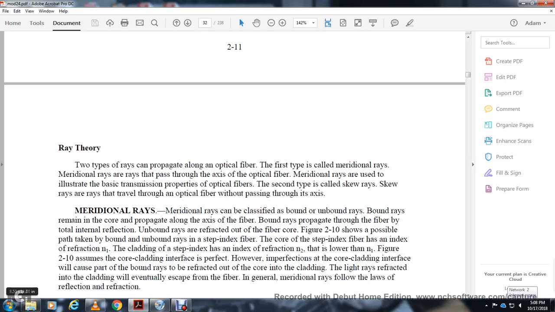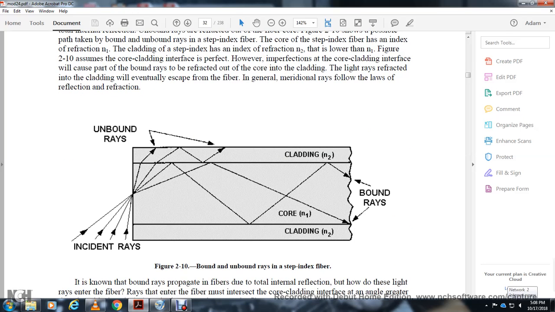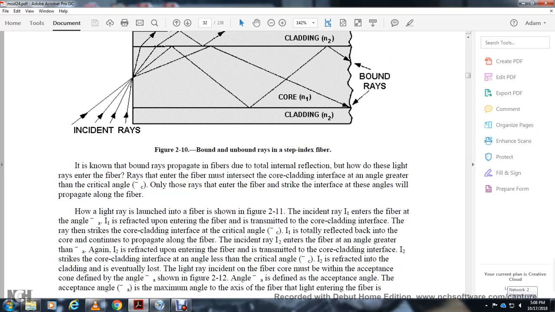Figure 2.10 shows the core-cladding interface. Imperfections at the core-cladding interface will cause part of the bound ray to be refracted out of the core into the cladding. The light rays refracted into the cladding will eventually escape the fiber. Generally, bound rays follow the reflection, while unbound rays follow the refraction. The figure labels the incident rays, cladding n1, cladding n2, core, refraction, and bound rays. It is known that bound rays propagate in the fiber due to total internal reflection.